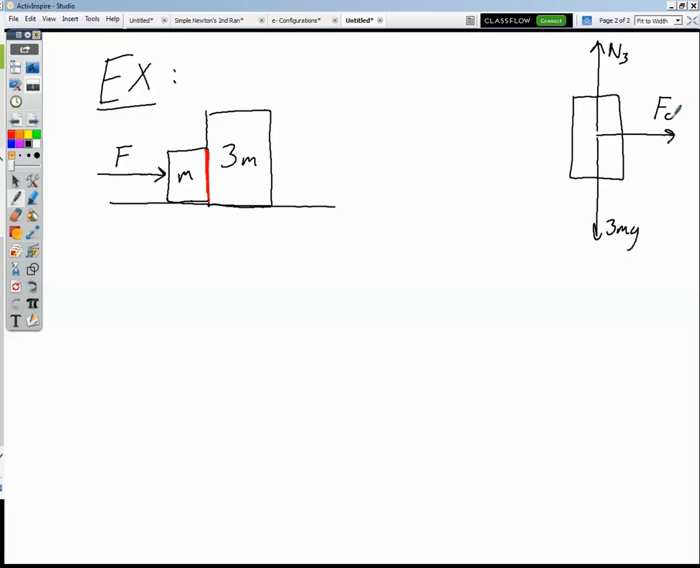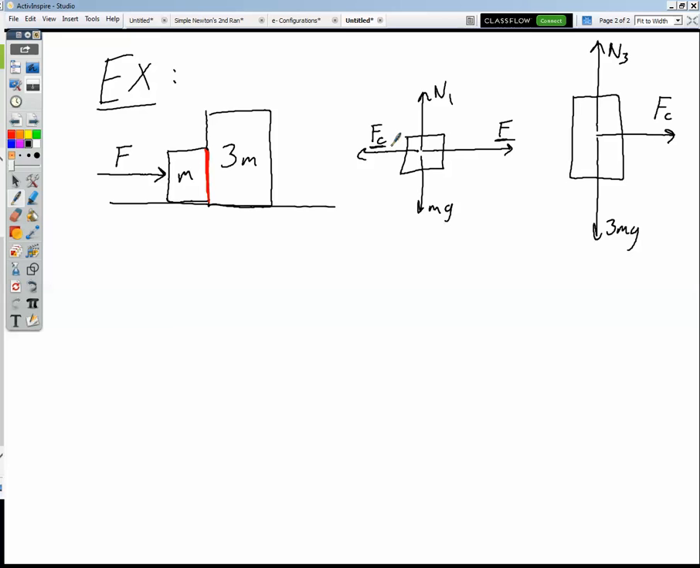You're only pushing on the little block. It's the little block pushing on the big block that causes the big block to accelerate to the right. So on the little block, we have mg going down, and we have the normal force, I'll call it N1, going up. We do have that pushing force F to the right, but we also have that contact force between the blocks pushing back to the left. The 3m block pushes to the left on the m block. And it's the interaction between the F and the contact force that causes the little block to accelerate.